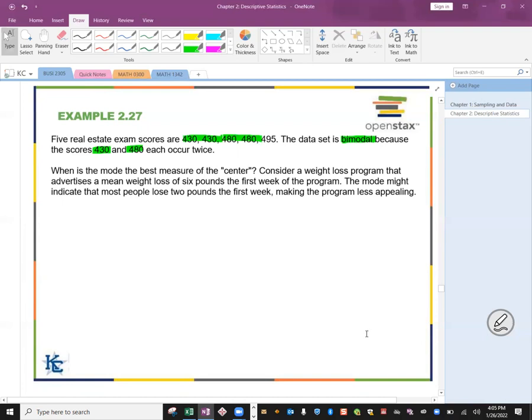Mode is the best measure of center when? When do we think mode is the best measure of center? Mode is the best measure of center when you are trying to convince people to do things a lot of times. So like if we were talking about weight loss, so if the mode was 6 pounds, okay, that would be a better measure of center than if we were trying to talk about the weight loss and on average people lost 2 pounds, right? So mode is often used in statistics to convince people to do things. So it is like the most likely to occur, right? And so we often want to convince people using things that occur most frequently.